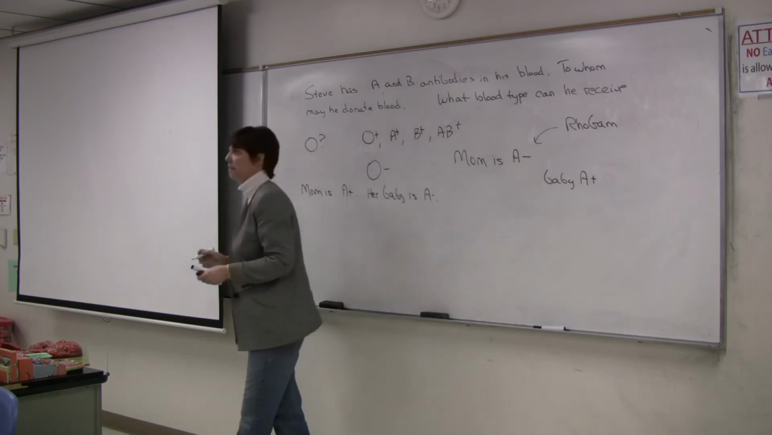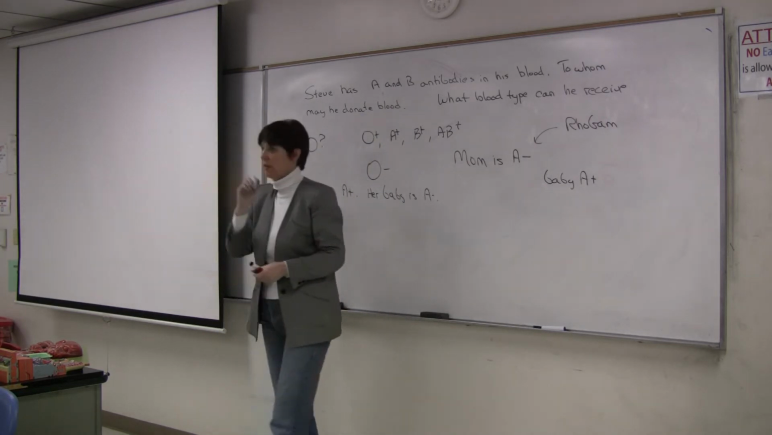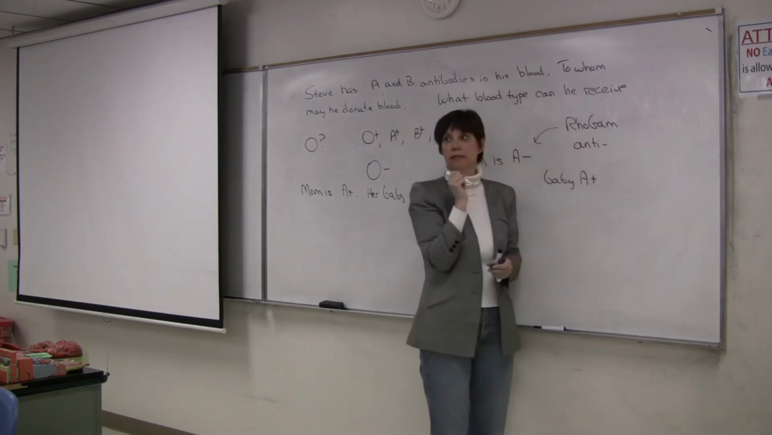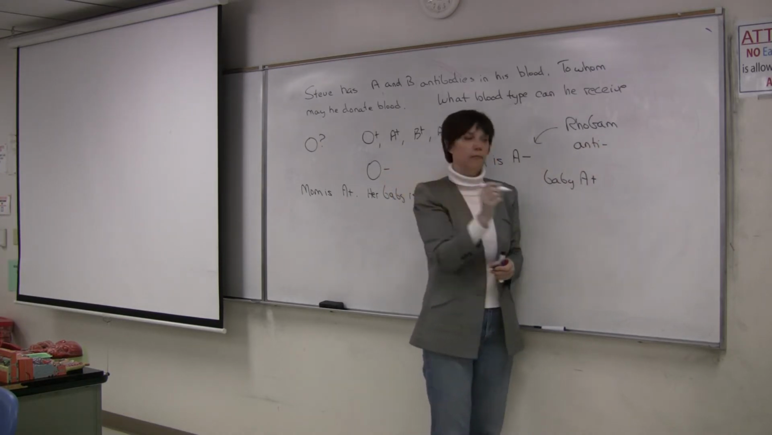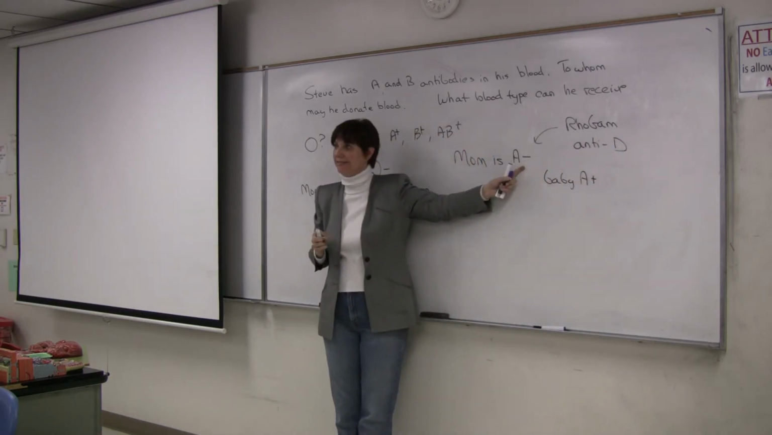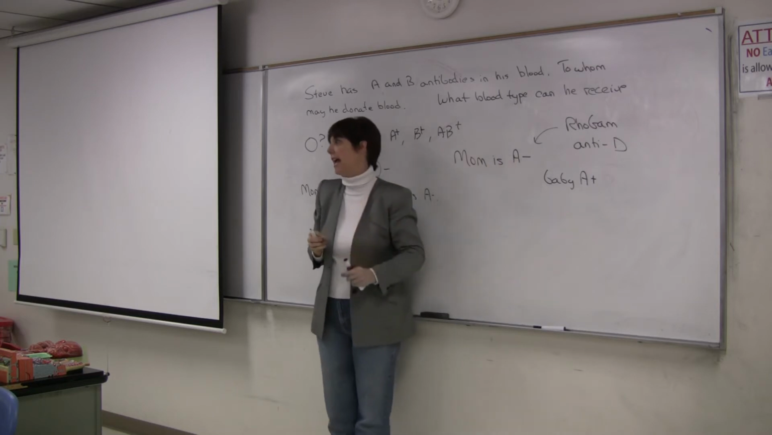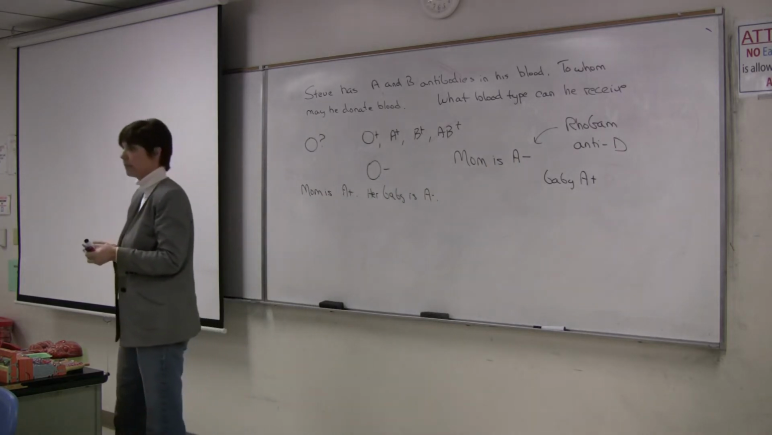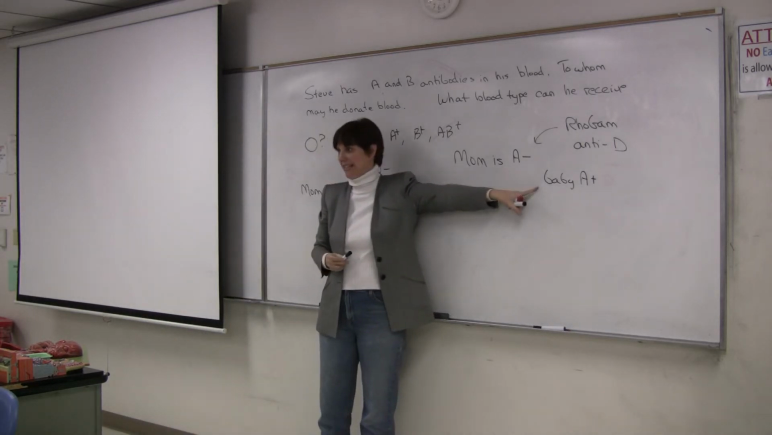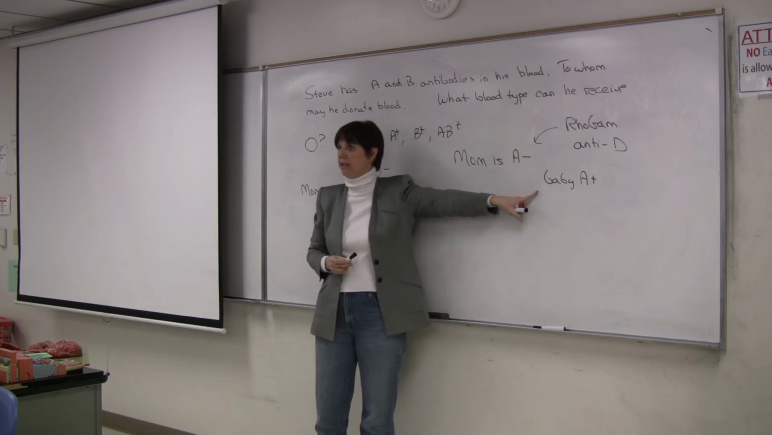So what is RhoGAM? Okay, so it's antibodies against what? Anti-D. But the mother's blood type doesn't have any D antigens. So what is the anti-D doing in the mother's blood? Seeks out and destroys the baby's blood. It's looking for fetal red blood cells and agglutinating them. Are they going to harm the mother? No. So we're not trying to prevent a transfusion reaction in the mother.